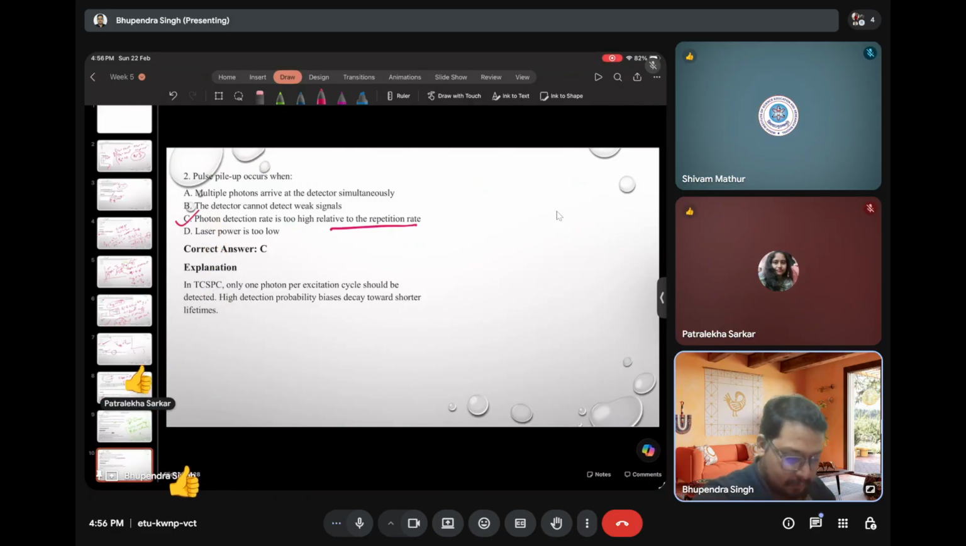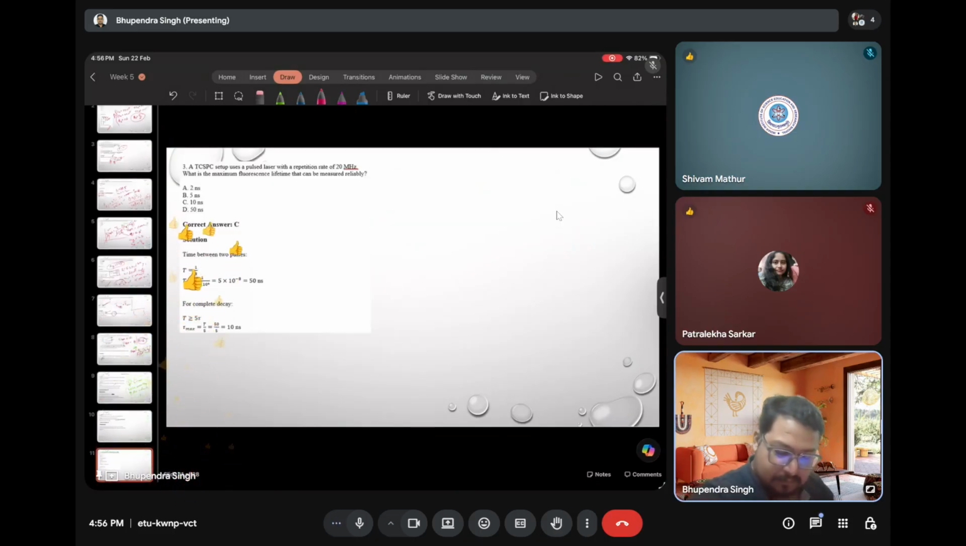Okay, fine. So the next question. A TCSPC setup uses a pulsed laser with a repetition rate of 20 megahertz. What is the maximum fluorescence lifetime that can be measured reliably?